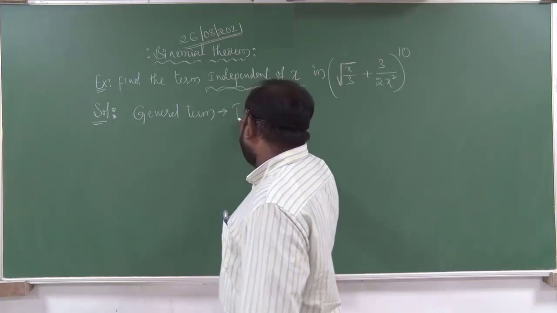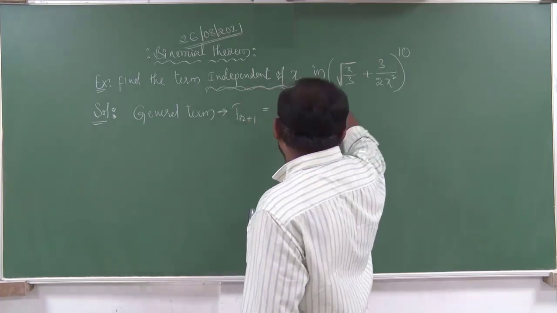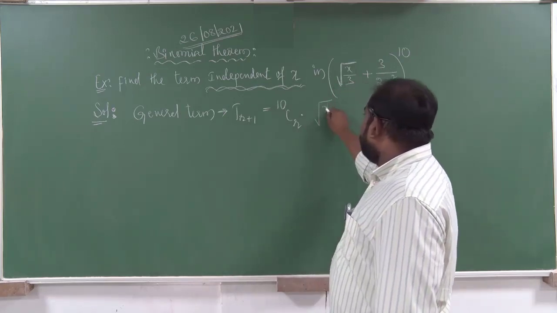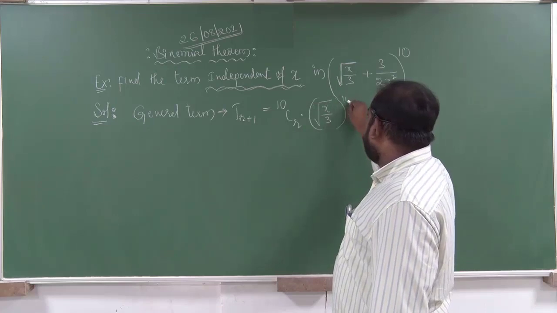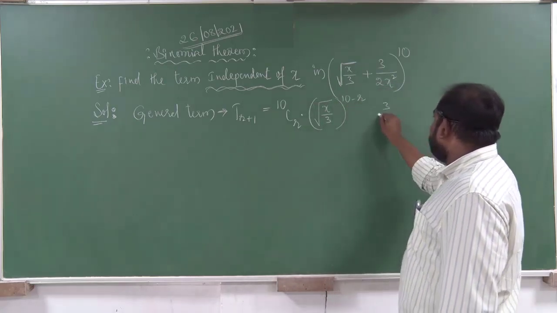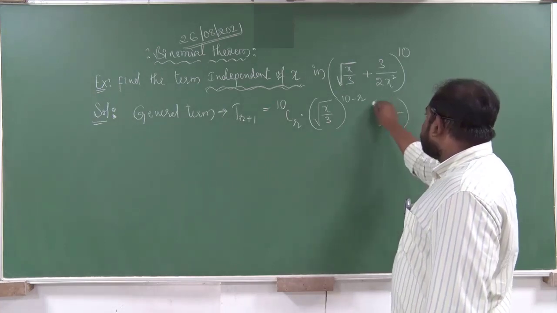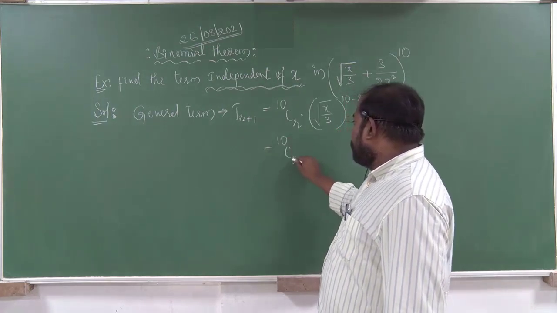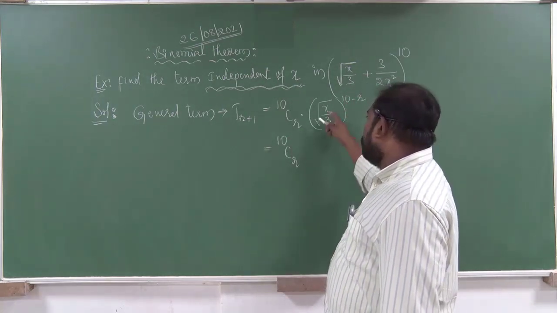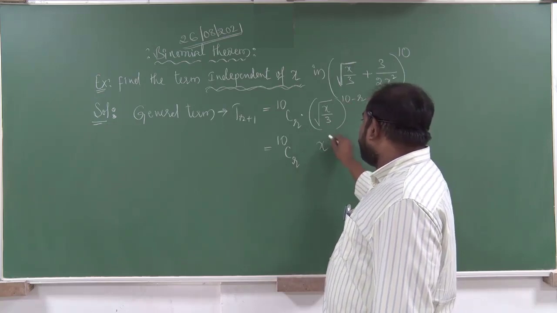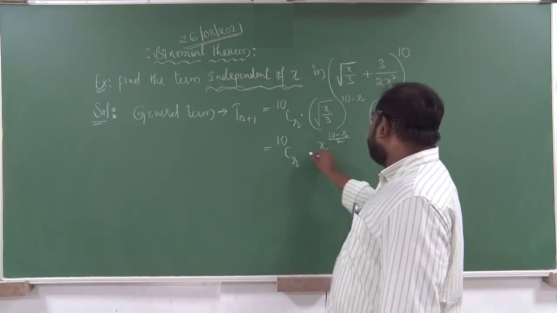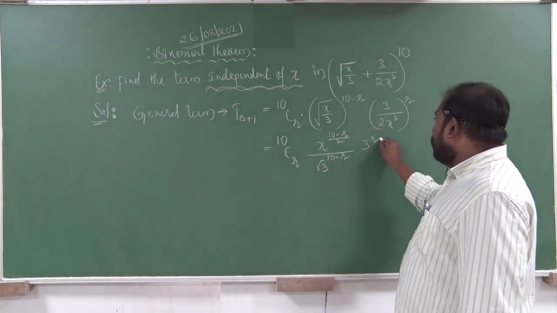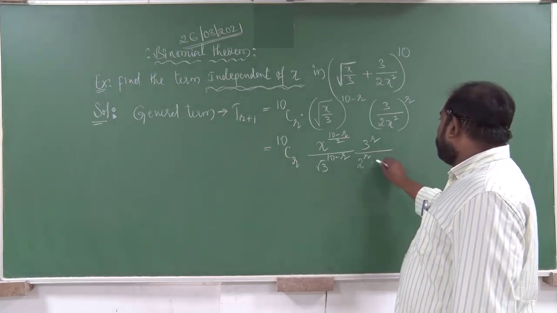What is the general term? T(r+1) is equal to 10Cr into (root of x by 3) whole power 10 minus r into (3 by 2x square) whole power r is the value. Now if I simplify, 10Cr, what is the value? Root x means x power 1 by 2. So x power (10 minus r) by 2 by root 3 whole power 10 minus r into 3 power r by 2 power r into x power 2r.